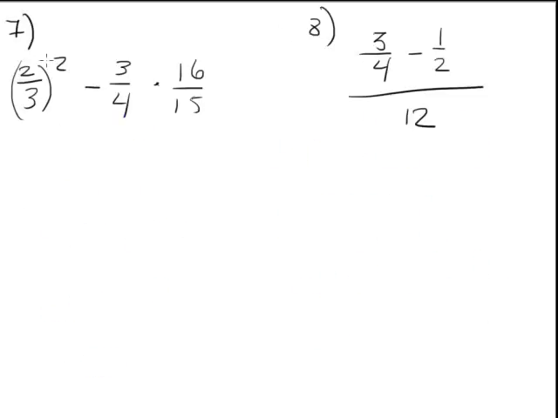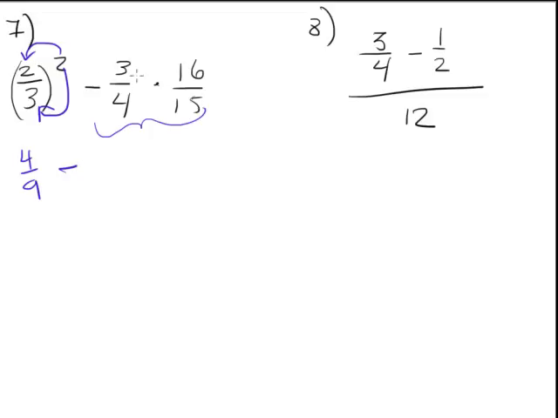Alright, so here I am going to do my exponents before I do my multiplication and then my subtraction. So here, remember when you have an exponent of a fraction, it affects both the top and the bottom. So I'm going to get 4 over 9. Then I could go minus these two, work these ones out.